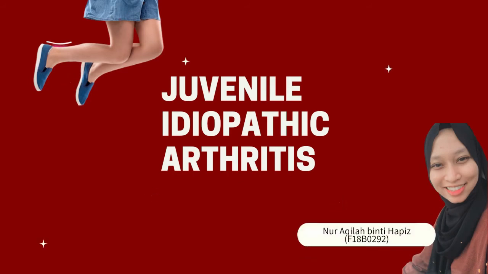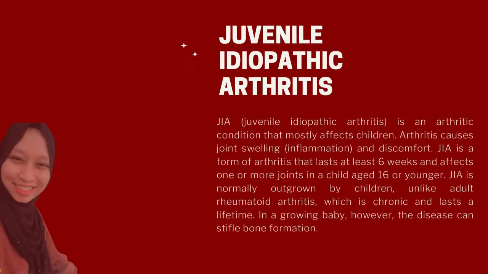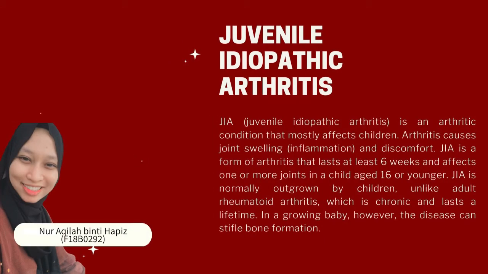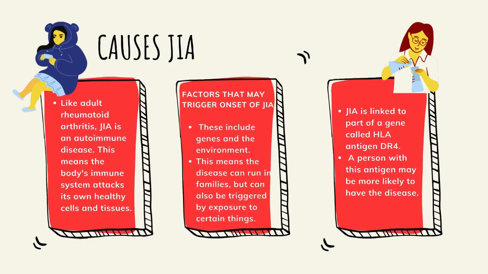Juvenile idiopathic arthritis (JIA) is an arthritic condition that mostly affects children. Arthritis causes joint swelling, inflammation, and discomfort. JIA is arthritis that lasts at least 6 weeks and affects one or more joints in a child aged 16 or younger. JIA is normally outgrown by children, unlike adult rheumatoid arthritis, which is chronic and lasts for a lifetime. In a growing baby, however, this disease can stifle bone formation.